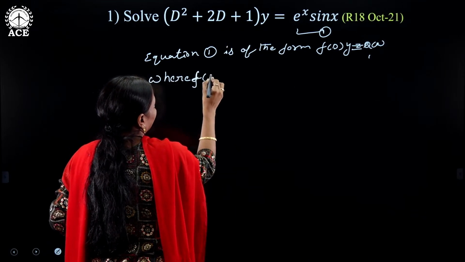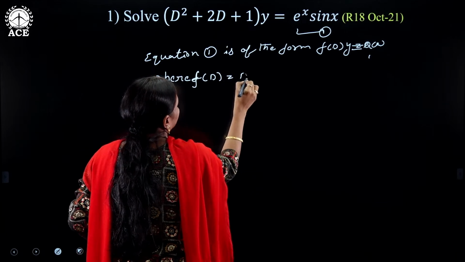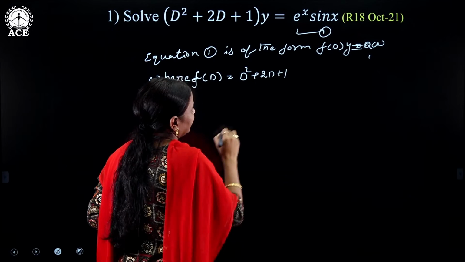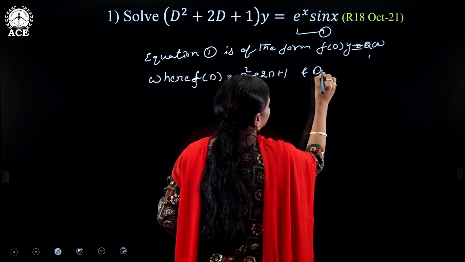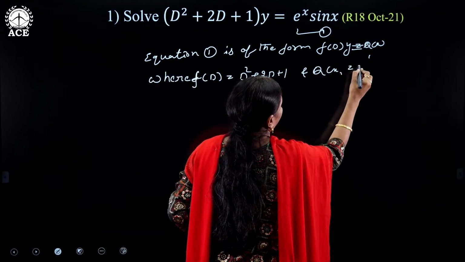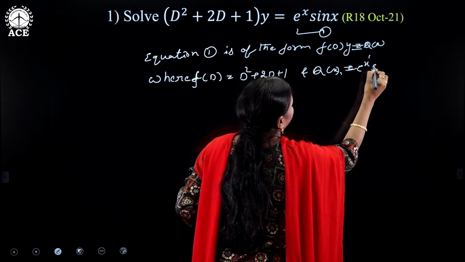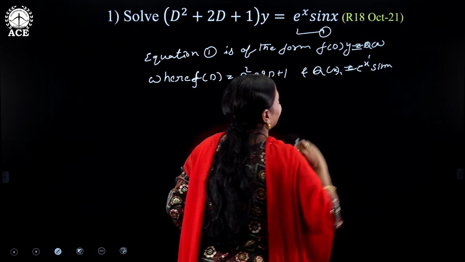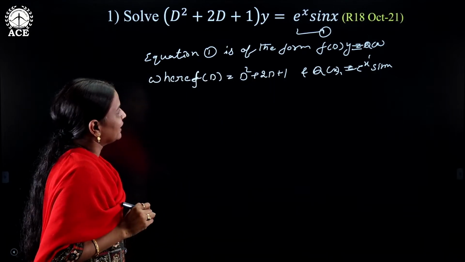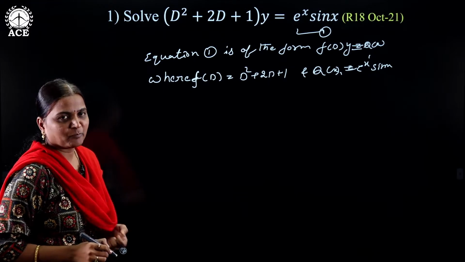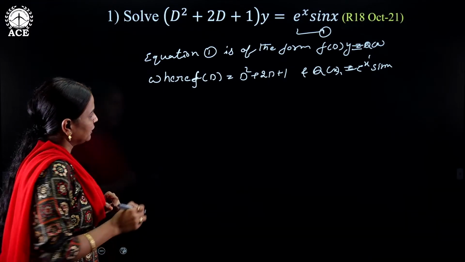So where f of D is equal to D square plus 2D plus 1, and Q of x is equal to e power x into sin x. Now here the general solution is in two parts. First part is the complementary function, second part is the particular integral.